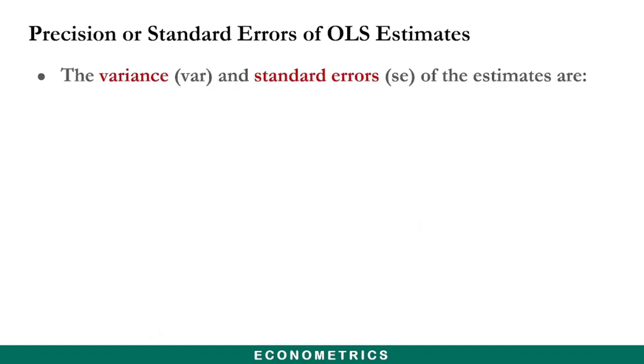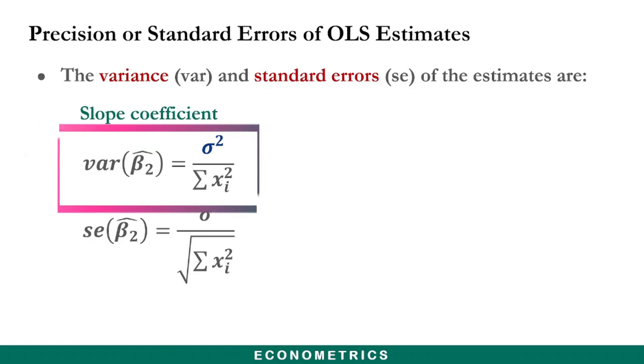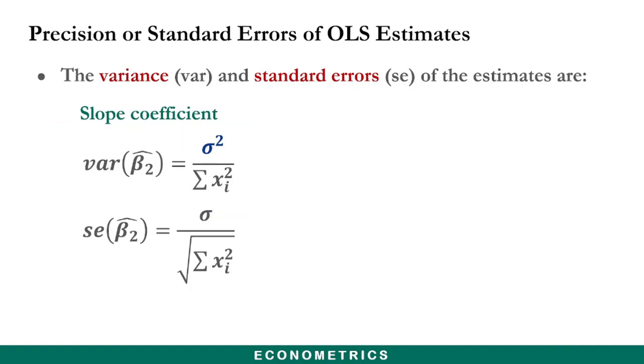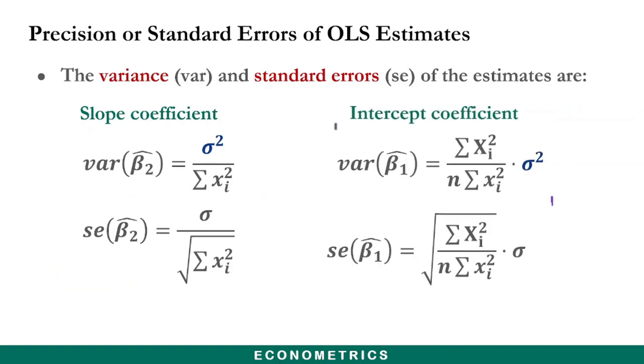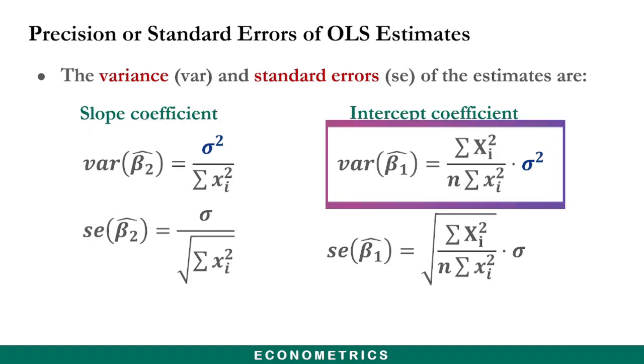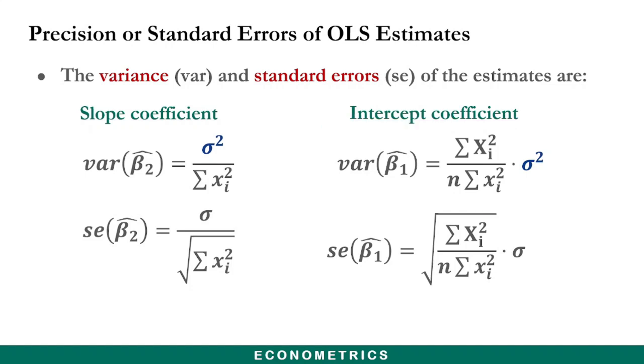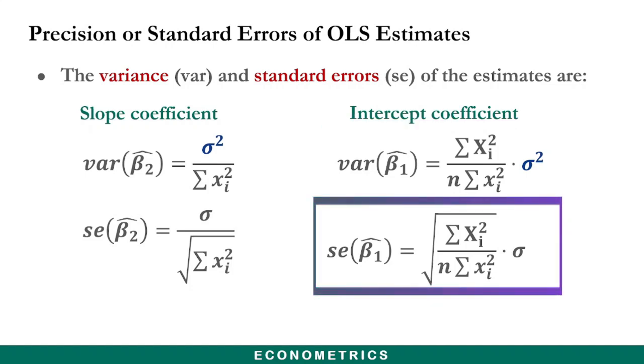So the variance and standard errors of the estimate are, in terms of the slope coefficient, the variance of beta 2 hat equals sigma squared divided by the sum of squared deviations of x. And the associated standard error is simply the square root of the variance. For the intercept coefficient, the variance of beta 1 hat equals the sum of the squared values of x divided by the sample size n times the sum of squared deviations of x, and all this is multiplied by sigma squared. The associated standard error of beta 1 hat is also the square root of the variance of beta 1 hat.